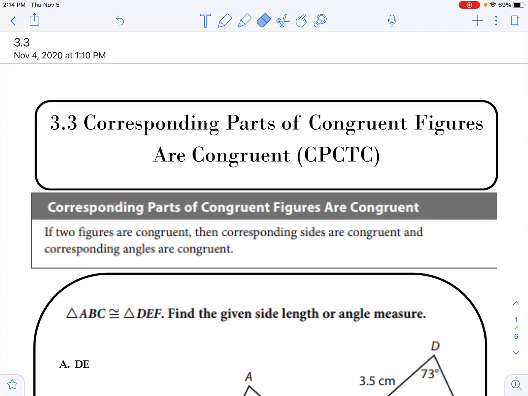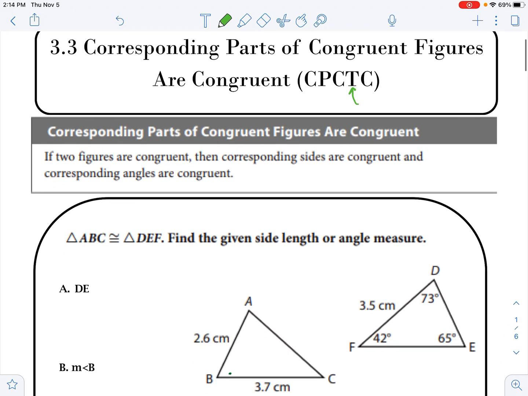Students, we're going to go through section 3.3. Corresponding parts of congruent figures are congruent. You'll see this as a T, that's congruent triangles, or you'll see it as F. So you'll see it both ways. What it says is if the whole thing's congruent, then all the parts will be equal as well.